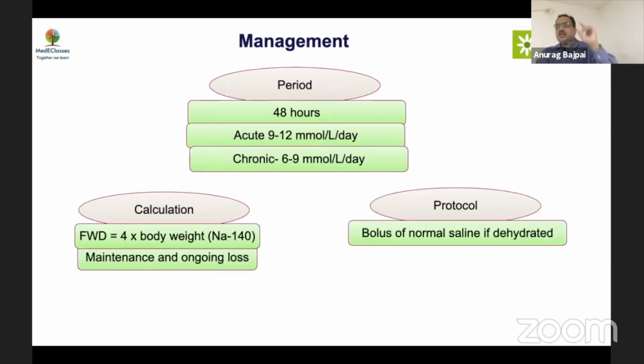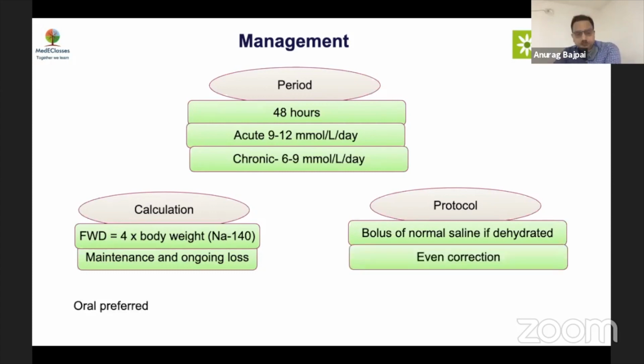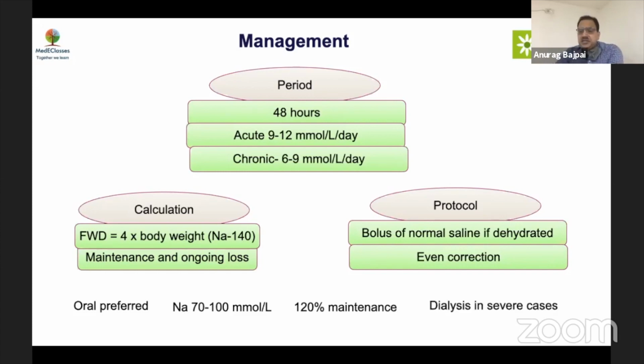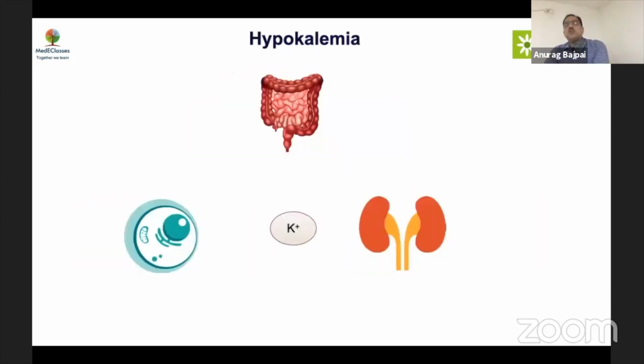We've got a specific calculator available in our MedEClasses application which will help you decide what fluid to give for hypernatremia and hyponatremia, based upon dehydration level, sodium levels, and the age of the child. Now, if you can correct it orally, it is always better. Usually, if you're giving around half normal saline at 120% maintenance, it's good enough. But in severe cases like 180, 190, you have to think of dialysis immediately.